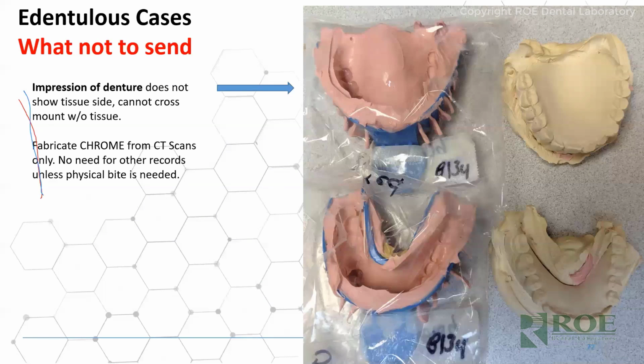What not to send. For an edentulous case, especially double edentulous, we don't need a scan of the denture of the arch of interest because we cannot articulate it. We can't really use it at all. We can't use impressions of it. It won't help us. Just a dual scan, opposing and bite for single, and then dual scan for a double.